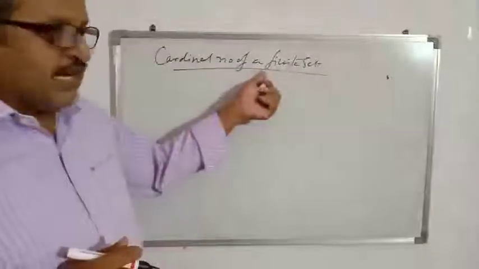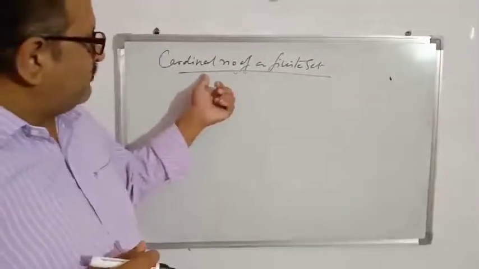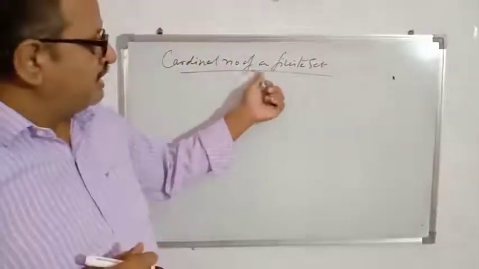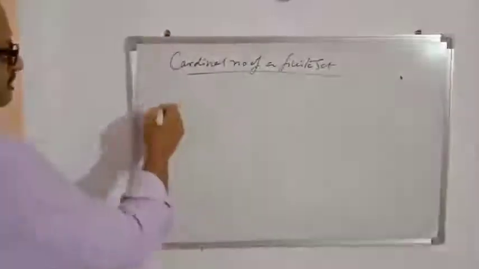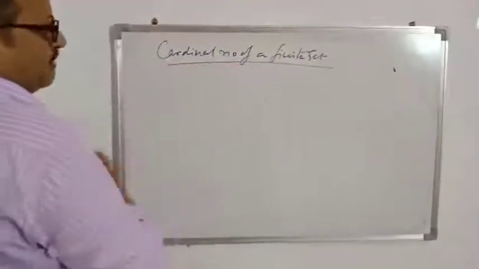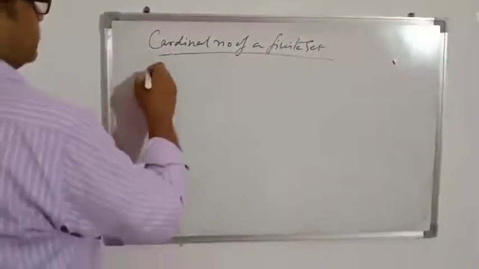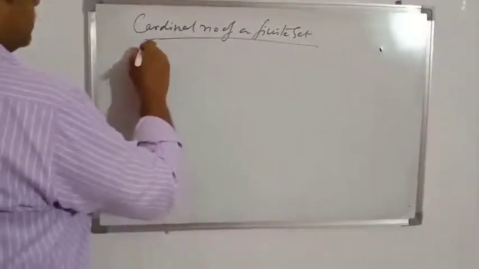Cardinal number of a finite set, because cardinal number is only defined for a finite set. Cardinal number of an infinite set is not defined. So what is the definition of cardinal number of a finite set?